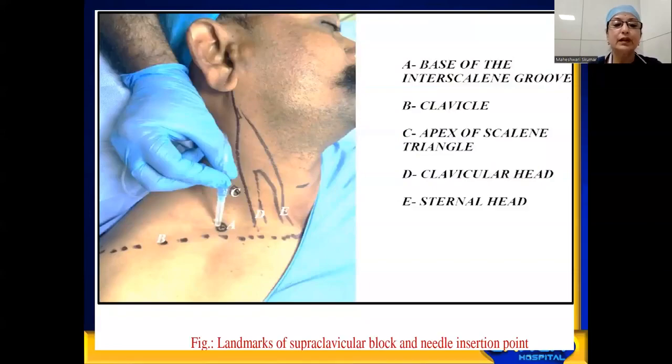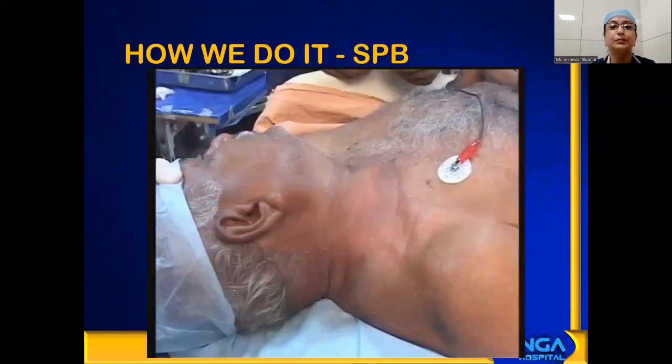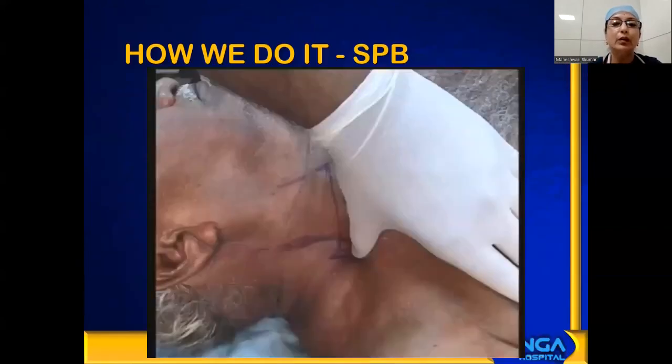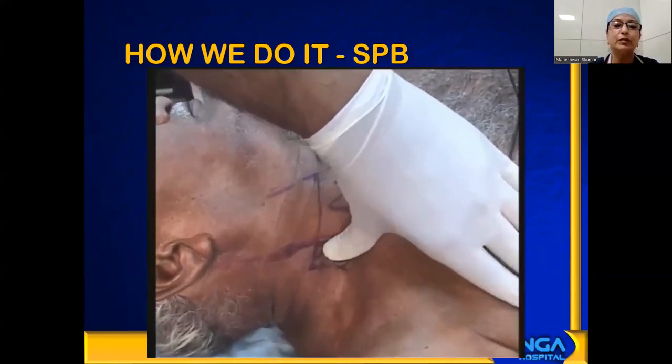So in this slide, you can see the landmarks for the subclavian perivascular block and the point of needle insertion. We first mark the clavicle, and then the 2 ends of the heads of the sternocleidomastoid are marked, and then the interscalene triangle is taken, and you can mark point A as the base of the triangle and point C as the apex of the triangle. The interscalene block is given at the apex, whereas the subclavian perivascular block is given at the base of the interscalene triangle.